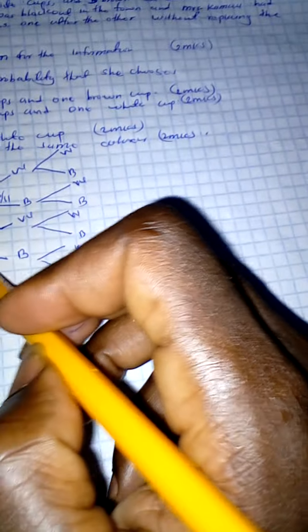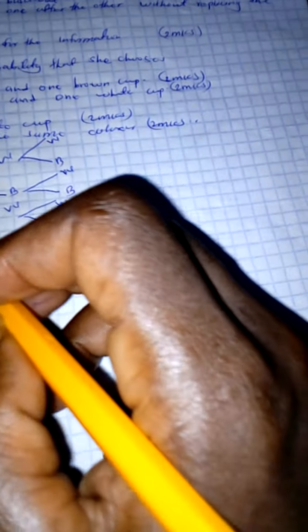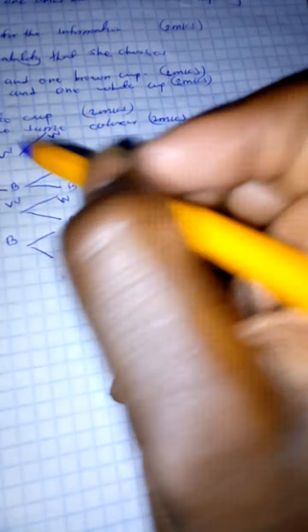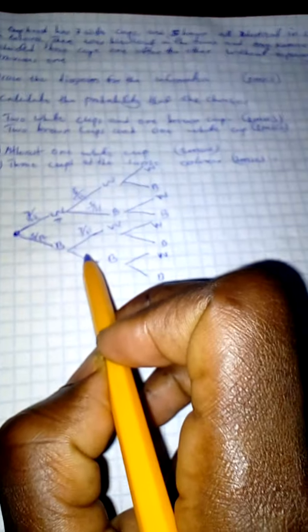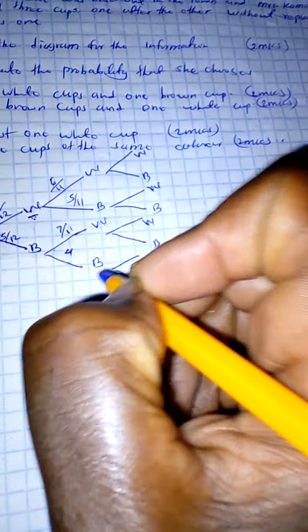Now let's come here. Taking the brown, but she needs white. That means the number of white is still intact, which is 7, but the total is 11. Now, she had taken a brown cup, so in taking another brown cup, this number will reduce to 4. The probability of picking the brown cup the second time will be 4 over 11.